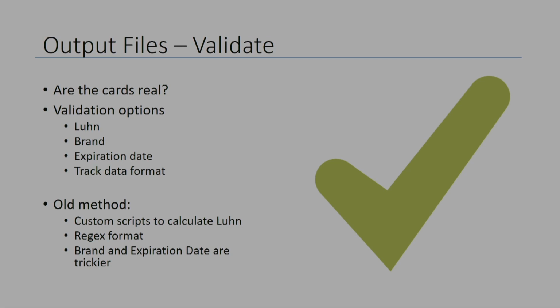There's a math algorithm called the Luhn Algorithm, which we'll talk about in a minute, that most credit cards should comply to. We want to see if the brand matches a known brand, or if it's some random numbers, it probably won't match a brand.